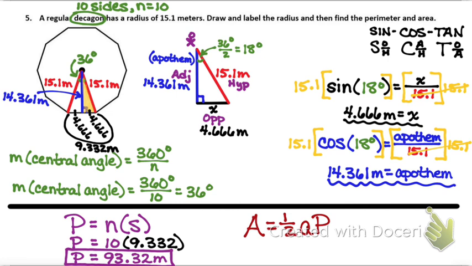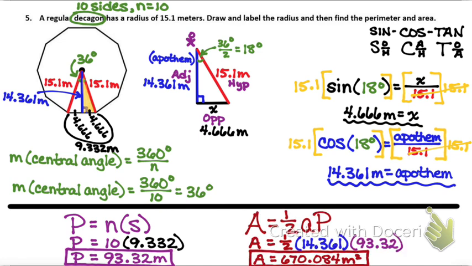There are 10 sides to a decagon, so we take 10 times the side length of 9.332. We get 93.32 meters for the perimeter. The area is 1/2 the apothem of 14.361 times the perimeter of 93.32, for a total area of 670.084 meters squared.